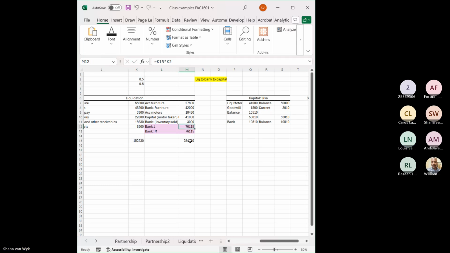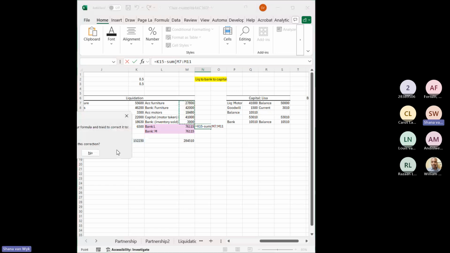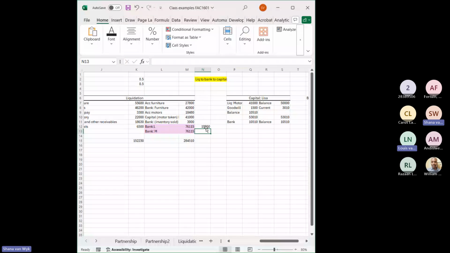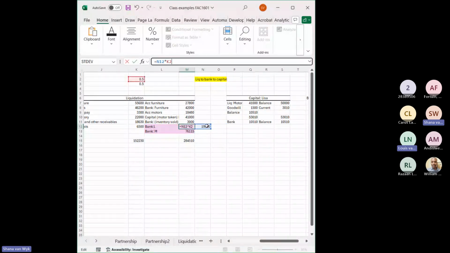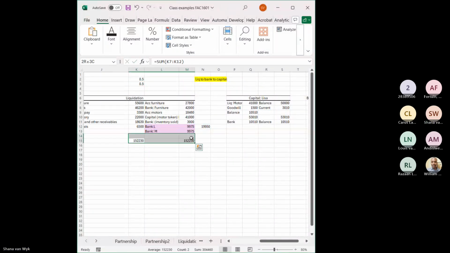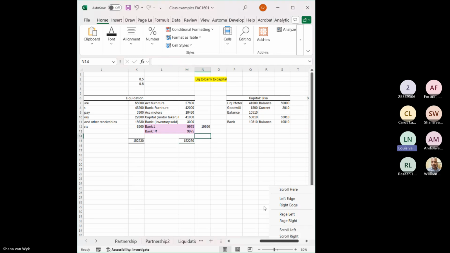Sorry, let me rather do this, because that's why I made a mistake. Minus this amount, divide by 2. My brain is not working. Okay, correct, divide by 2, each of the partners. Here we go. There we go. So that balance now has to be deducted from the capital account. It has to be credited. Sorry, debited on the credit on the capital account.